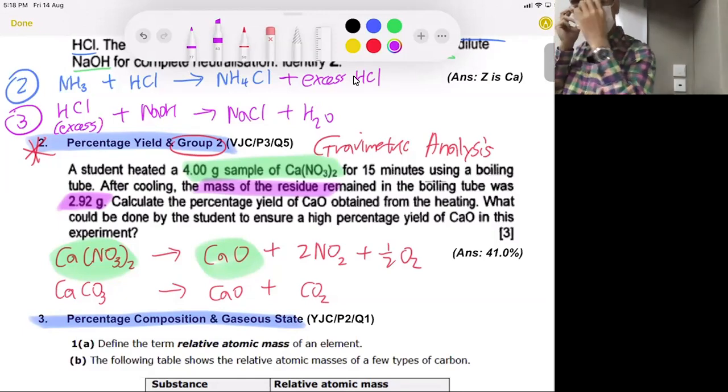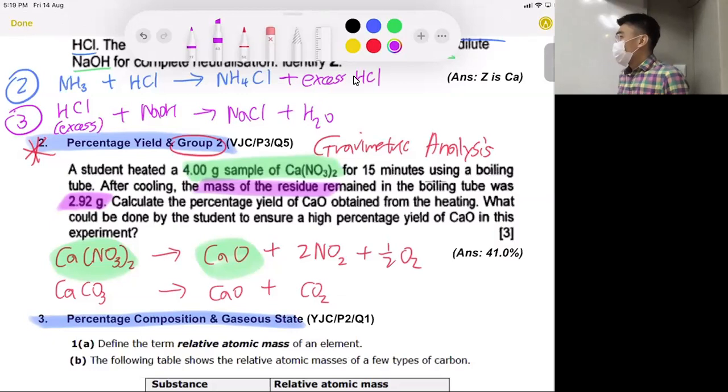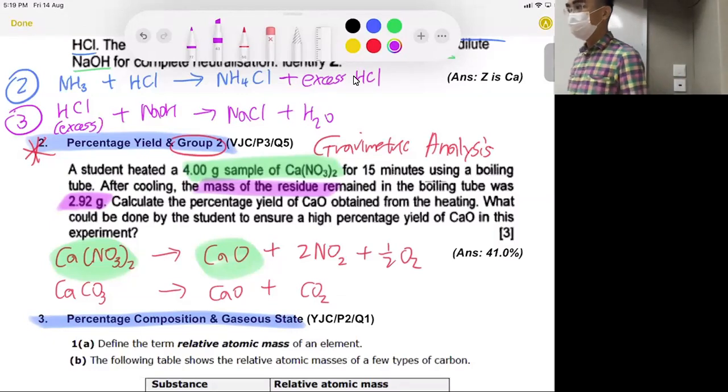Okay, so you use the moles of calcium nitrate to find out for me the expected mass of calcium oxide. For planning, I think you also must know how to do the theoretical calculations, so you can show the working in your steps. You should be able to get 1.36 if I'm not mistaken.